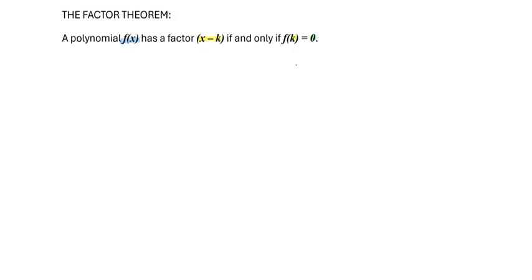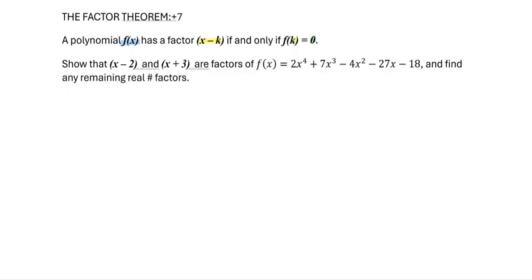Okay, let's do an example so you understand what we're talking about. I want you to show that x minus 2 and x plus 3 are factors of f of x equals 2x to the 4th plus 7x to the 3rd minus 4x squared minus 27x minus 18. And then after you do that, find any remaining real number factors. Now we're going to do this using synthetic division. That is the easiest way to do this, because x minus 2 is a binomial with a power of 1 and x plus 3 is a binomial with a power of 1.